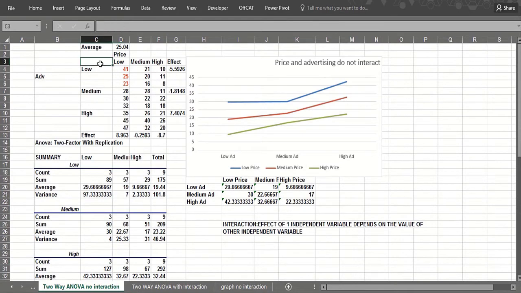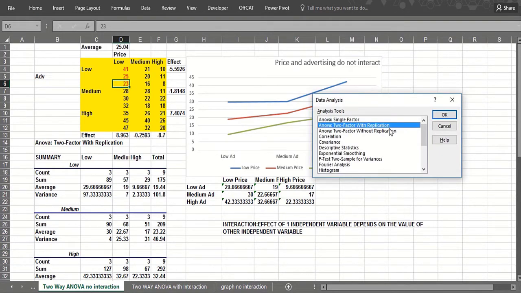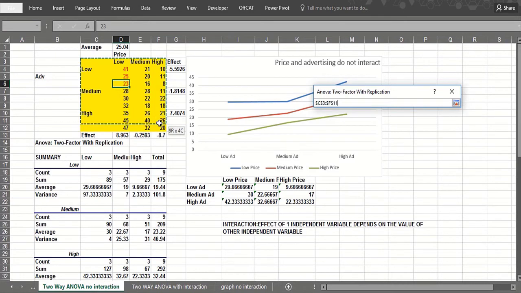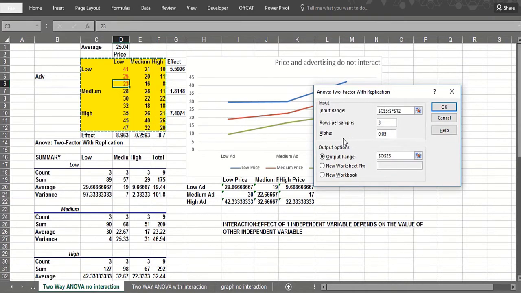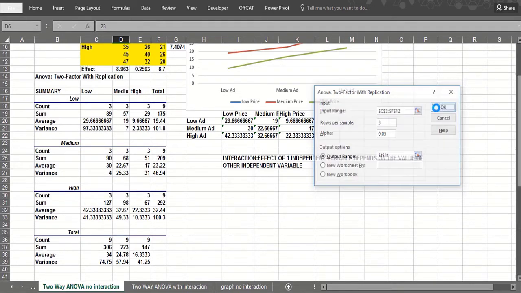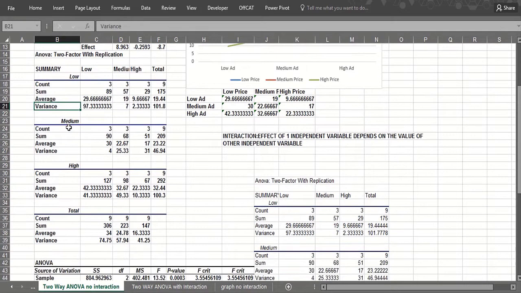So to run an ANOVA here, this is going to be our data. We have 3 data points for each combination here. So we're going to go Data, Data Analysis, ANOVA: Two-Factor with Replication. The data is going to be right here, with 3 rows per sample. Alpha, you can just leave at 0.05. And we can put the output down here. It's already there, but we'll just show you how to get it. The exact same output is right here, so we'll just refer to that.